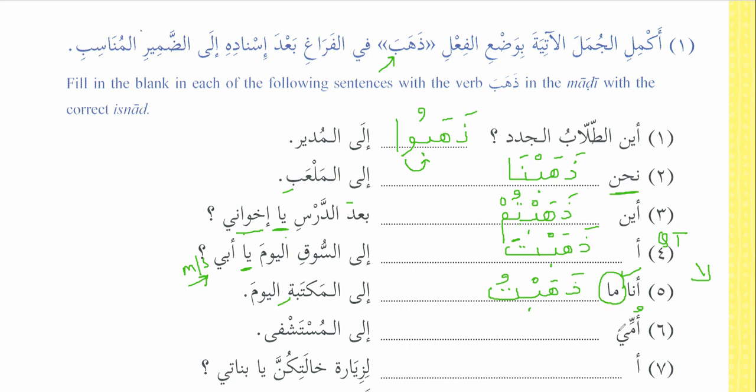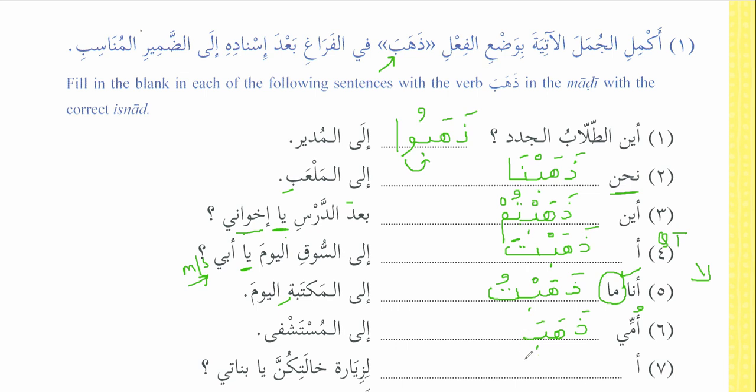Ummi. I'm not mukhatib to my mother. Ila al-mustashfa. I'm just saying that my mother went to the hospital. So we will immediately go to the ghaib and remember the damir for the ghaib female singular. So what is the damir for ghaib male singular? Huwa. And remember in past tense, huwa and hiya is always hidden in the verb. So what should be the structure of your verb? We will follow the original structure. Dhahaba. And now give the harakas.